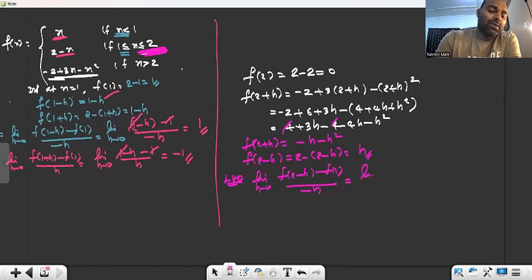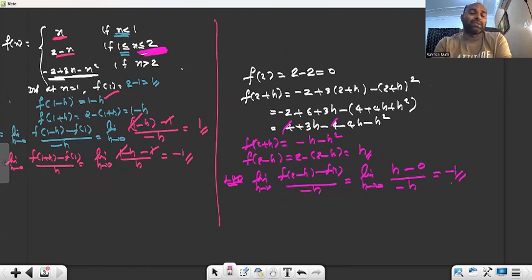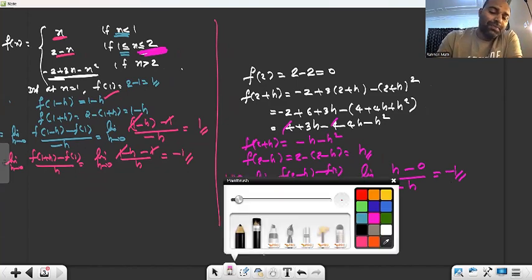That is equal to limit h tending to 0. 2 minus h means smaller than 2. We already found h. f of 2 is what? 0 by minus h. So output is what? h by minus h, minus 1. Anybody have doubt? Ask me. Minus 1. Now RHD.